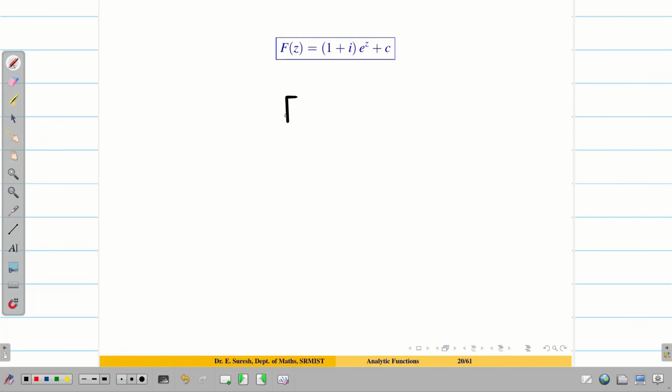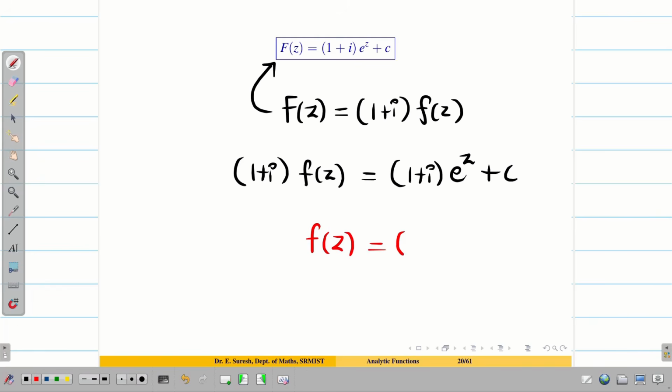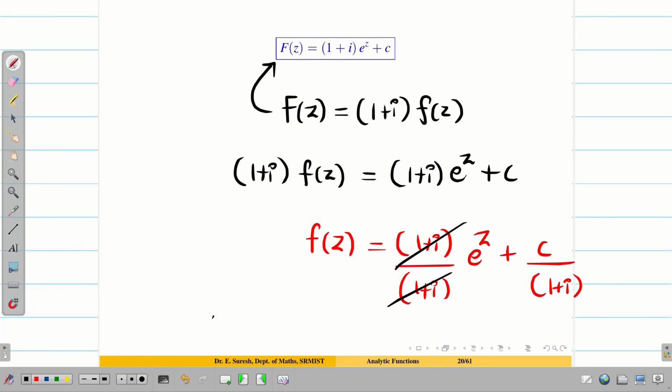In step 1, we found the relation capital F of z is equal to 1 plus i into small f of z. If we substitute here, we get 1 plus i into small f of z is equal to 1 plus i into e power z plus c. Now we have to divide by 1 plus i. So f of z is equal to (1 plus i) divided by (1 plus i) e power z plus c by 1 plus i. Now I can cancel this 1 plus i. Therefore, my f of z is e power z.